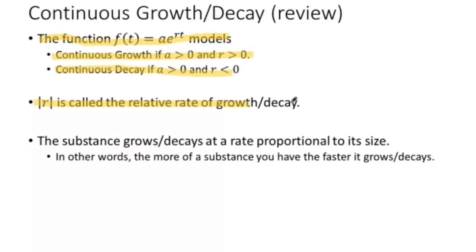The absolute value of r, recall, refers to the relative rate of growth or decay. If r is positive, we would call it a rate of growth. If it was negative, we would call it a rate of decay. The way we can tell if we are supposed to use a continuous growth model is when we're told that the substance either grows or decays at a rate proportional to its size.